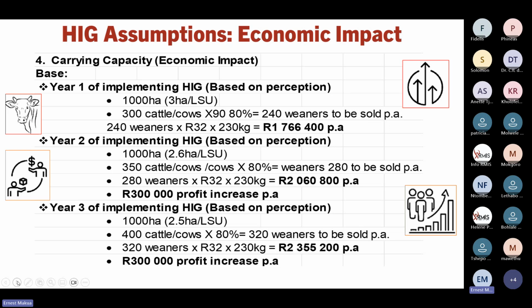Times that by 80%, it will give you around 320 winners, and then you will get another 300,000 rand profit increase per annum. And then you'll have around 2.4 million per year. So those were the assumptions that we calculated based on if the farmer were to implement high intensity grazing.